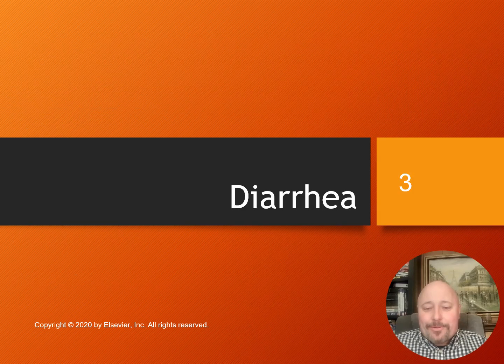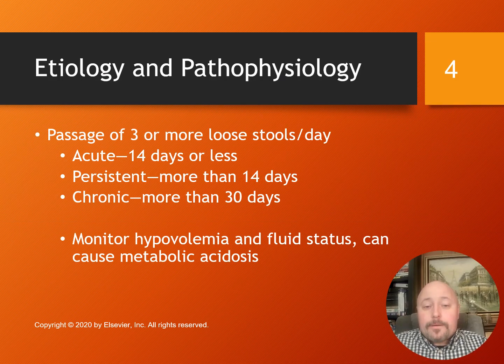Let's start with diarrhea. By its definition, diarrhea is the passage of 3 or more loose stools per day. In acute, it is 14 days or less, persistent, lasting more than 14 days, and chronic, more than 30 days. Carefully monitor them for hypovolemia and fluid status, as keep in mind this can also cause metabolic acidosis as well.